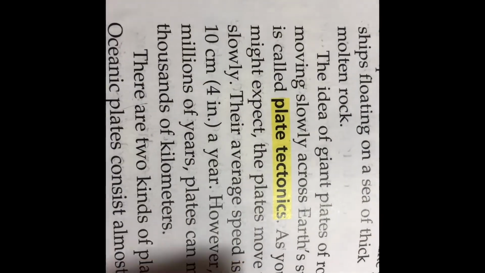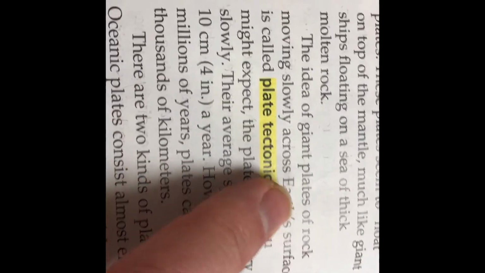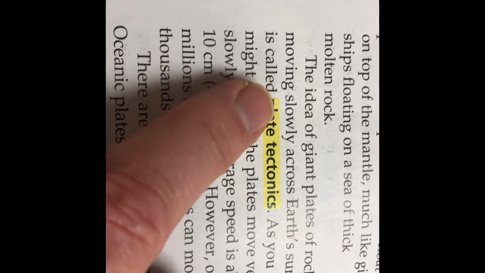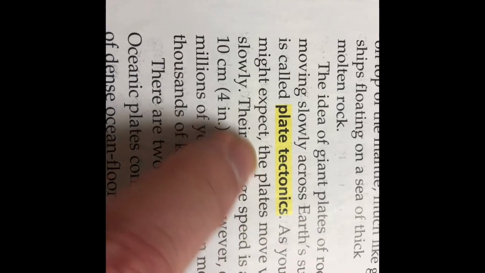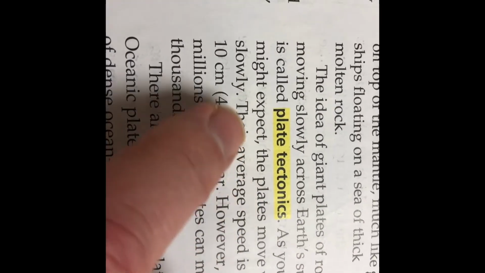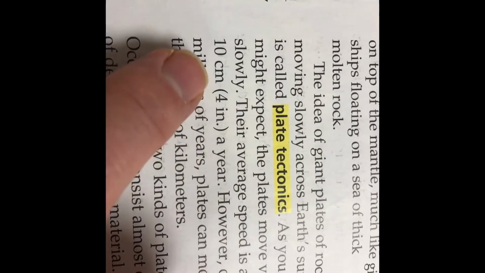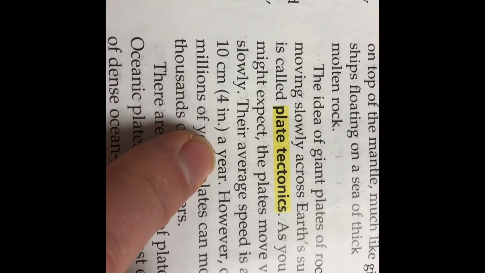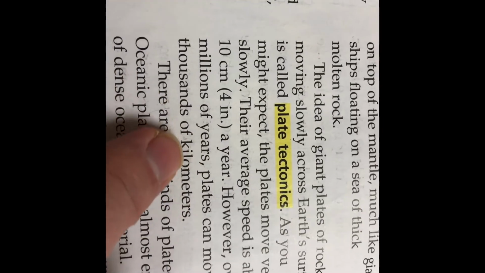How was this happening? They came up with a theory, which is called plate tectonics. The idea that plates of rock moving slowly across Earth's surface is called plate tectonics. As you might expect, the plates move very slowly, okay? Their average speed is about 10 centimeters or 4 inches in a year. However, over millions of years, plates can move thousands of kilometers.